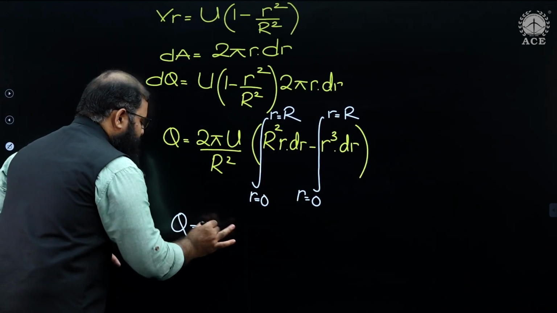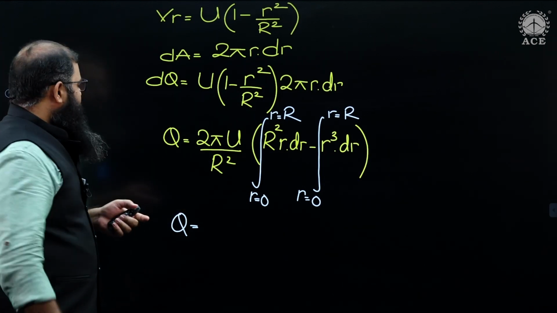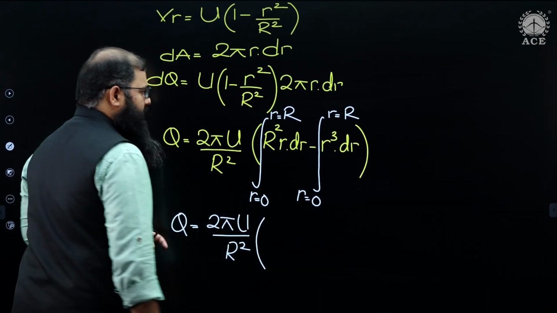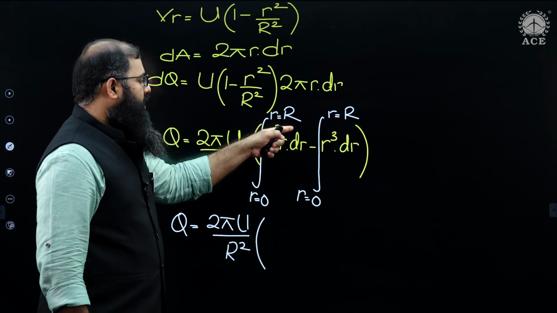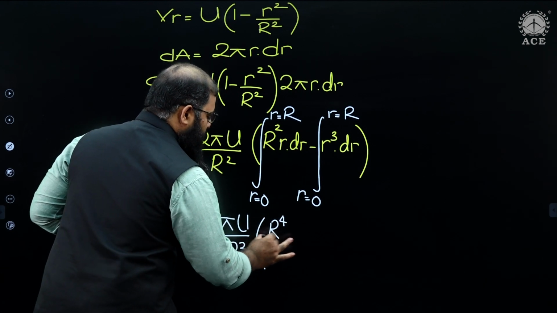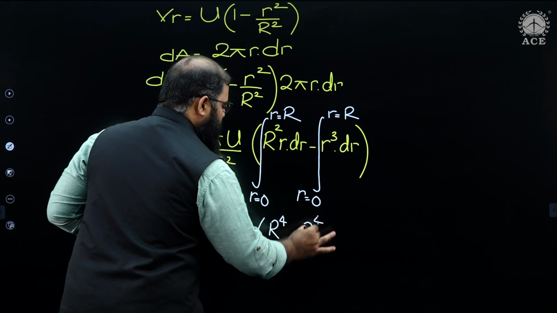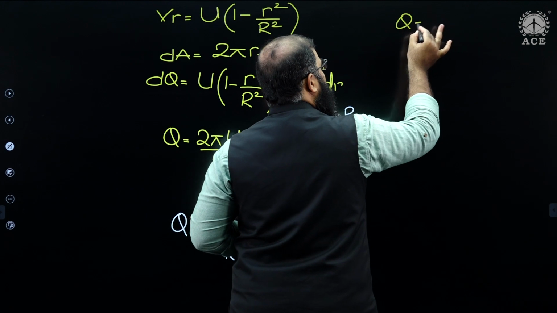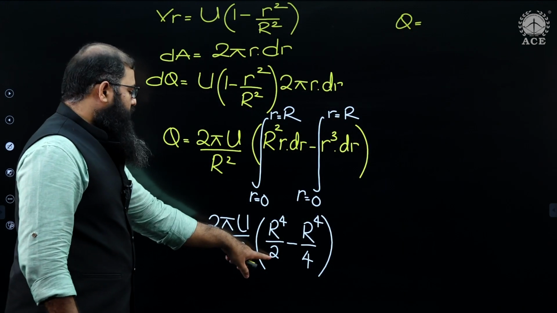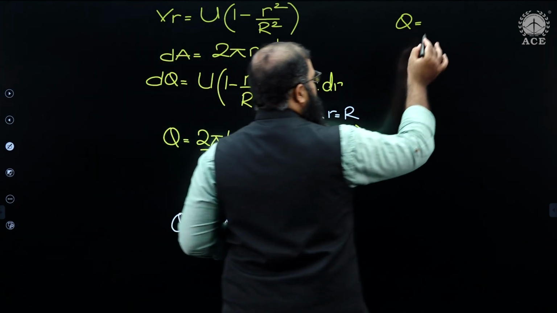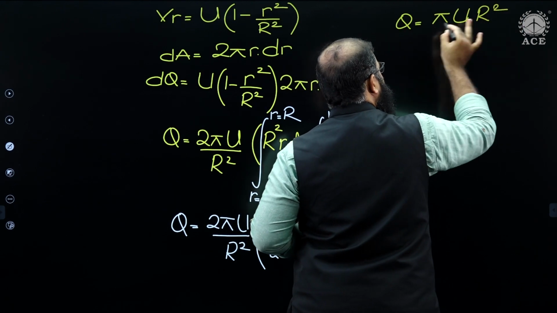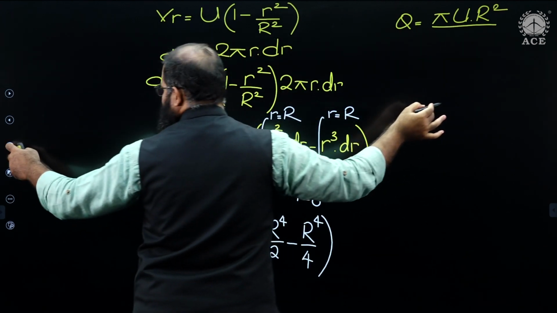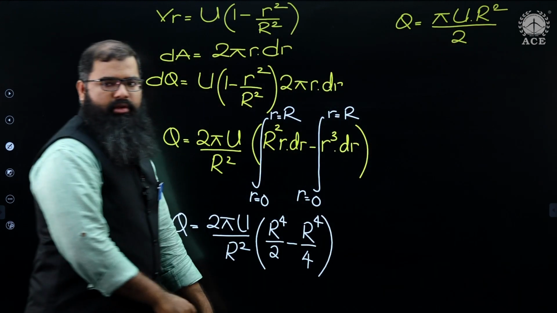If I calculate this value, this is a very simple integration. These are primary integrations, right? So you are going to have 2 pi maximum velocity upon R square multiplied by, straight away I'm doing the integration and putting the limits also, R power 4 divided by 2 minus R power 4 divided by 4. If you calculate the value of discharge, 4 and 2 cancel off, leaving a 2 over here, and this is going to yield pi into U into capital R square divided by 2. I have calculated the value of discharge.